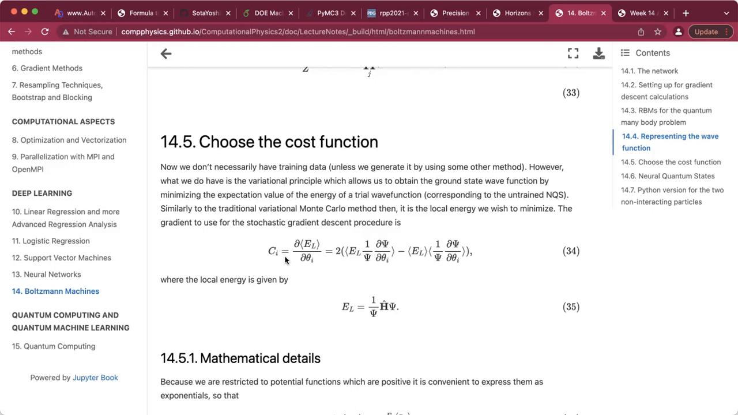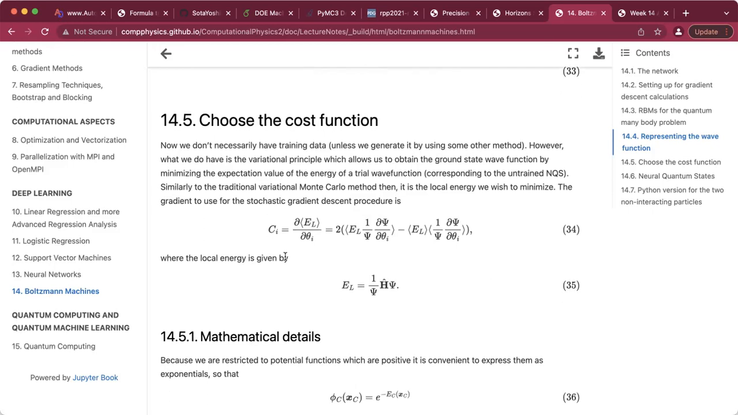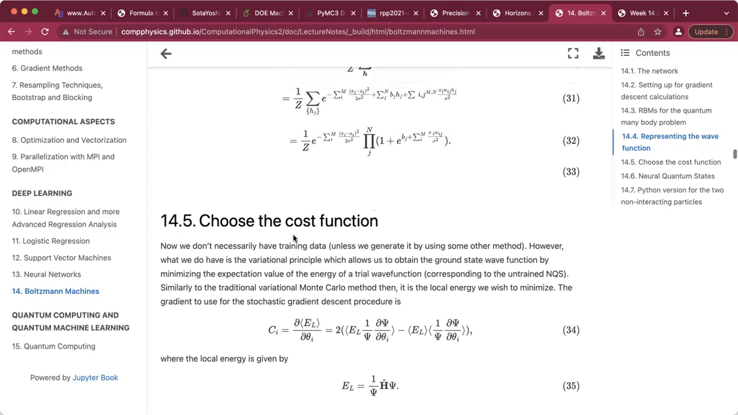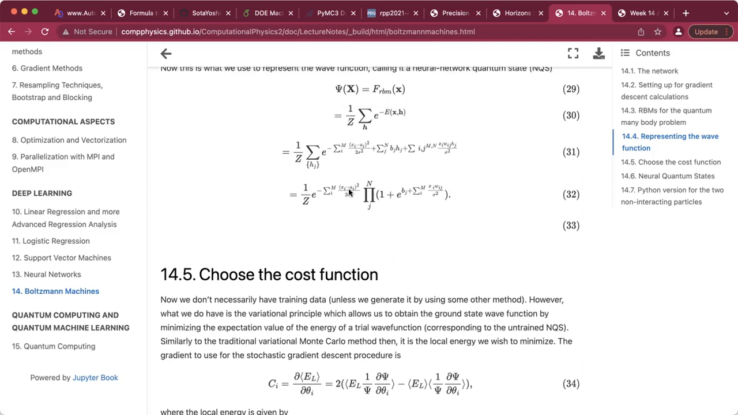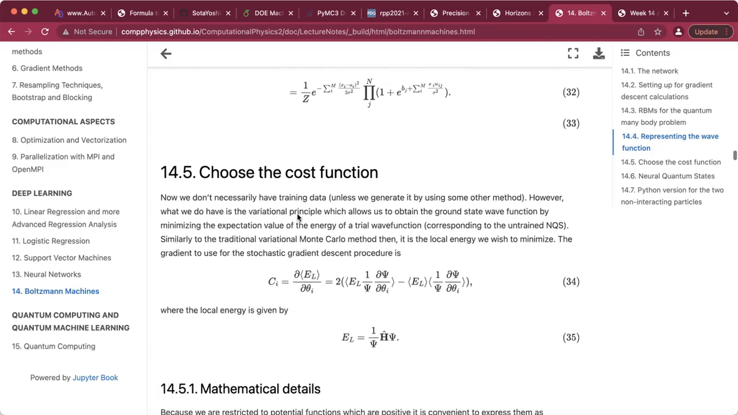So the overarching view now is that we are going to optimize this function with a given trial function, which is going to depend on the parameters A, which you see here, the parameters B, and the parameters W. So this is the quantity which we are going to implement in the code.